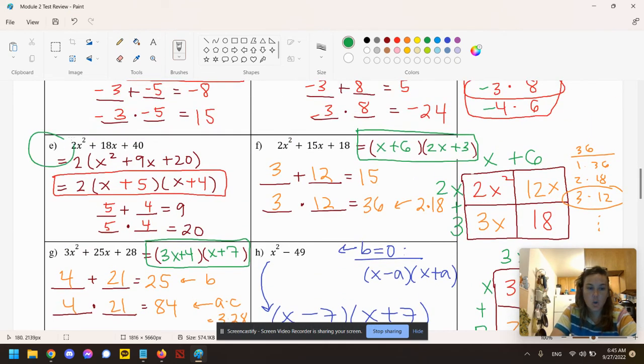Again, I don't want to do this method for E, right? I don't want to do this box thing. I don't want to do the A times C because I can divide all of these by 2 and then just do it normally.